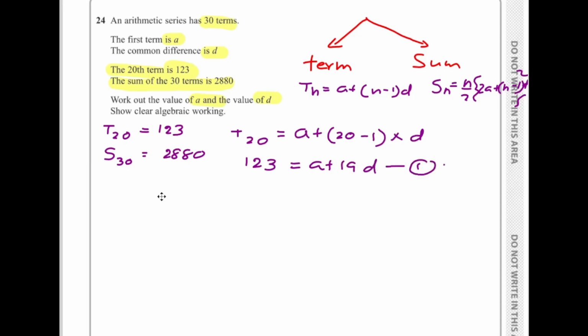Next one, S30 is 2880. Then 2880 equals n over 2, which is 30 over 2, times 2A plus 29D.